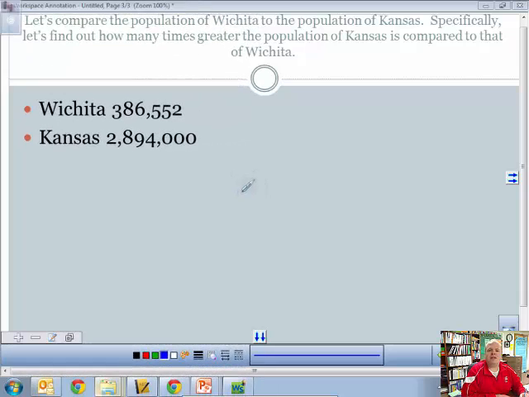Okay, let's look at something more local. I want to compare the population of Wichita to the population of Kansas. Specifically, let's find out how many times greater the population of Kansas is compared to that of Wichita. Okay, we're going to start out pretty much the same. So I'm going to put the population of Kansas right now, which is 2,894,000. Okay, the population of Wichita right now is 386,552.